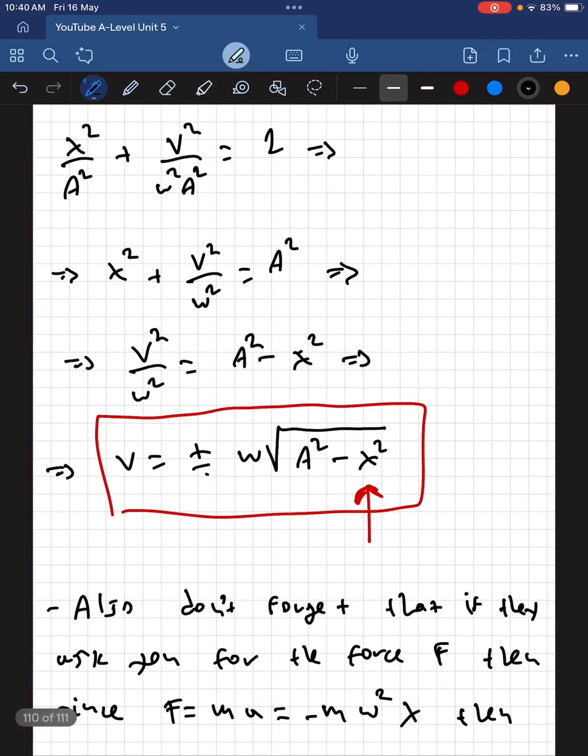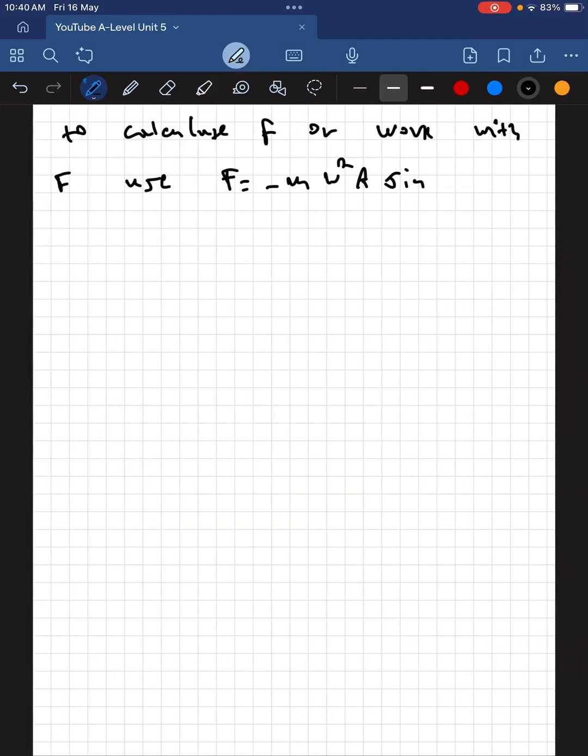sine omega t. Yes, sorry, I got confused for a while. And F max is minus m omega squared a. So what I'm trying to say is that the force follows the same pattern as the acceleration, and to calculate the maximum force, you need to multiply with the mass of the object and get done with it.